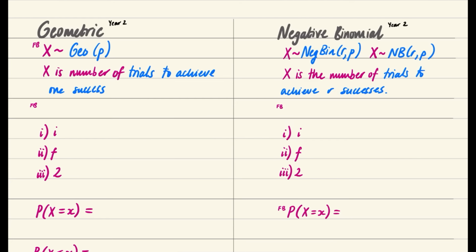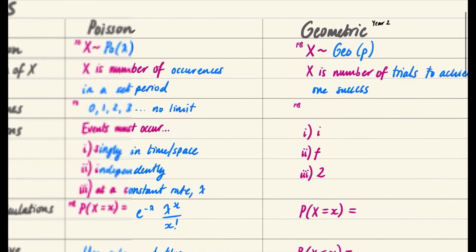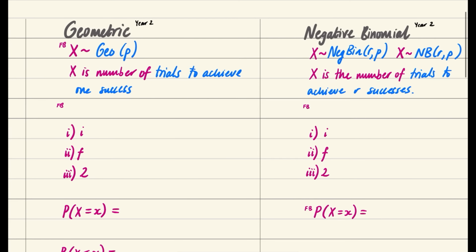You might say, in this case, I want to roll 5 sixes, how long is it going to take for me to roll 5 sixes? And in that case, R would be equal to 5. Now, the outcomes that we've got here, this is the outcome section. What could X possibly be?